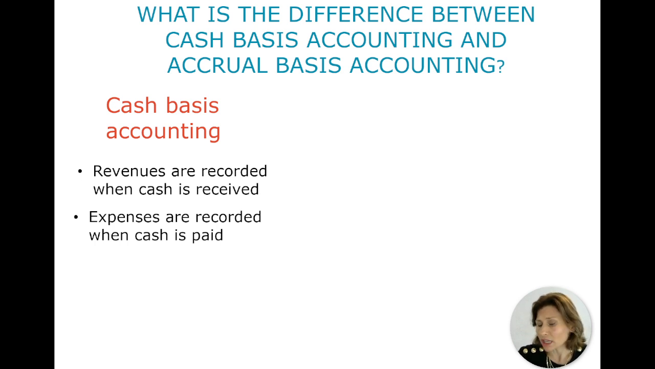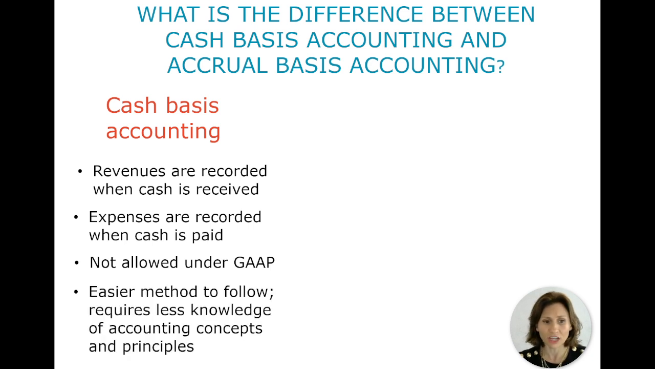If you're a small, like, Etsy shop, this is the basis you'll use. But if you're a larger company, you're going to want to use the accrual basis. This one is not allowed under GAAP. So just small little companies starting off, it is easier to understand. It doesn't require as much understanding of the accounting concepts and principles, and it's fine to use. And then when you get an accountant, you're probably going to switch over to the accrual basis because it's a little more accurate reflection of how you're doing.